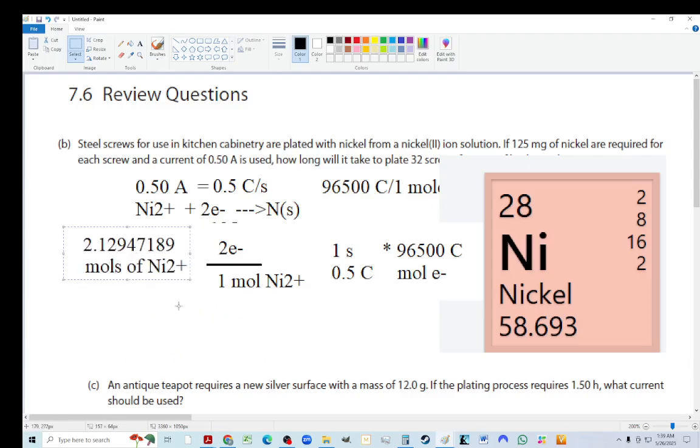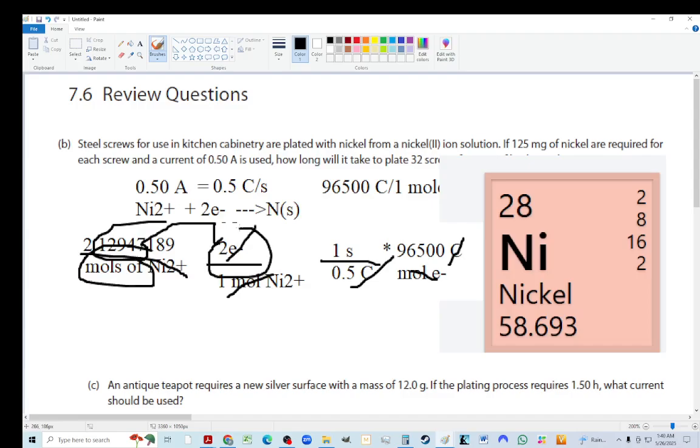So that means if this is done, here's what cancels. This should be moles of electrons, by the way. And I'll be left with seconds. That's how you use your units. That means I have to take 2.12 times it by 2, because for every 1 mole of nickel, there's 2 moles of electrons. I have to multiply this by figuring out how many coulombs, and then I have to use this ratio to figure out how long, and if you look carefully, it's twice as long.